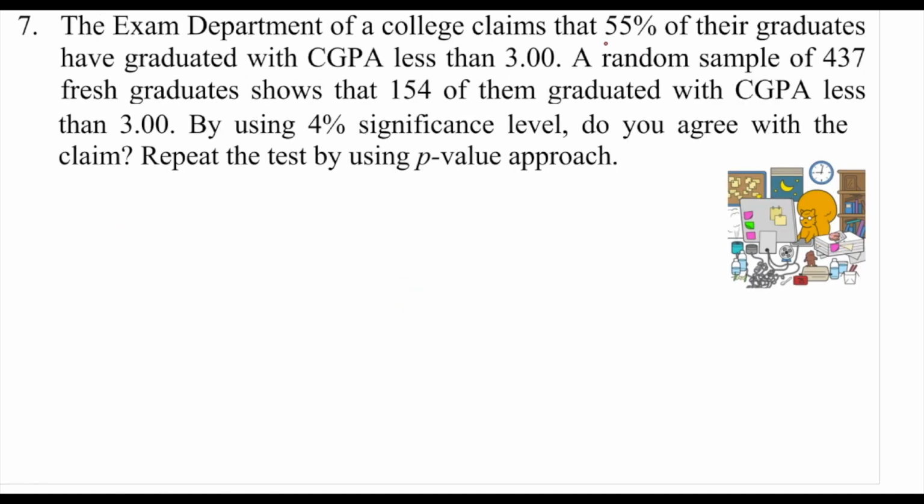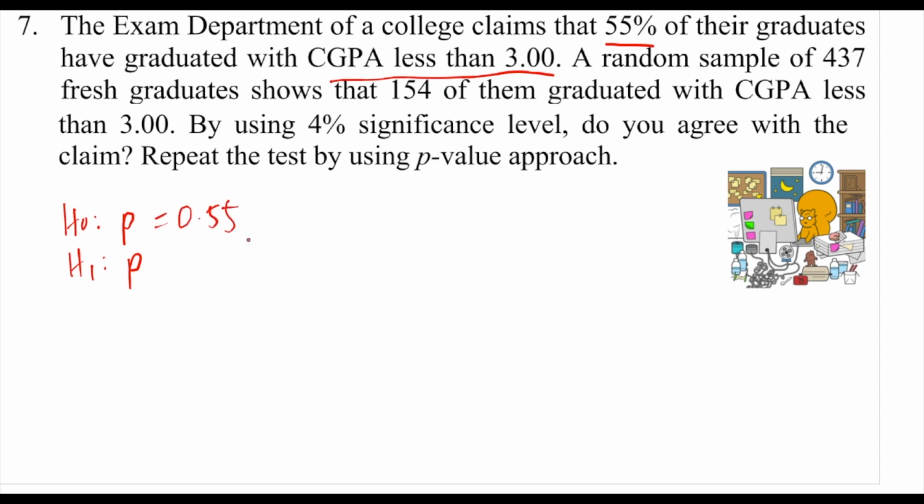We have again a percentage, but nothing about the average or the mean is mentioned in this question. So in this question, we are testing for the proportion. The claim is 55% has graduated with a CGPA less than 3. This would be the success. The claim is 55%.